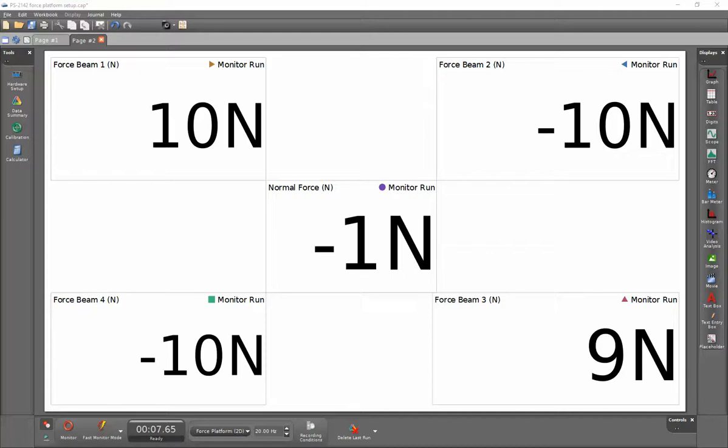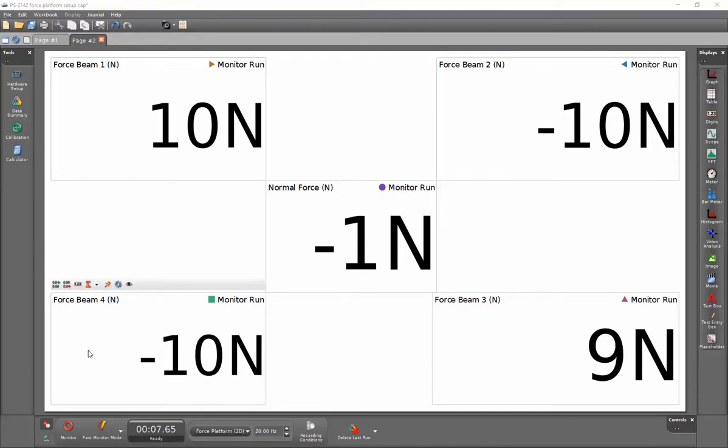This is a video showing how to level a force platform using PASCO Capstone. I've previously created a workbook that displays each of the load cells within the force platform and the order that they are displayed on the top plate of the force platform. I've also included a display of the normal force in the middle of the display.